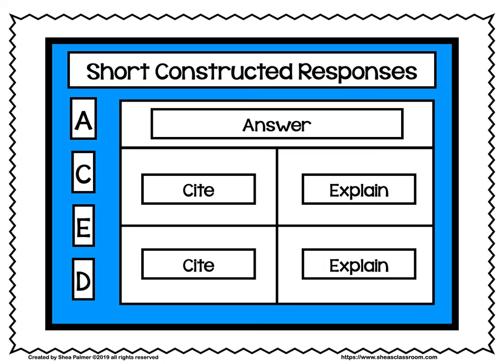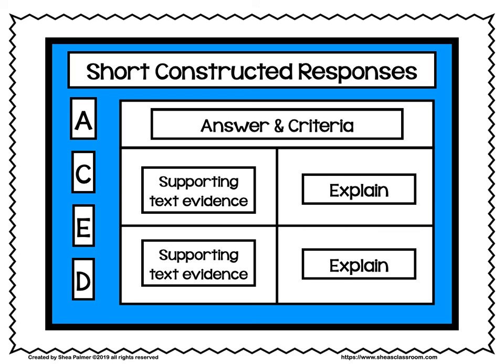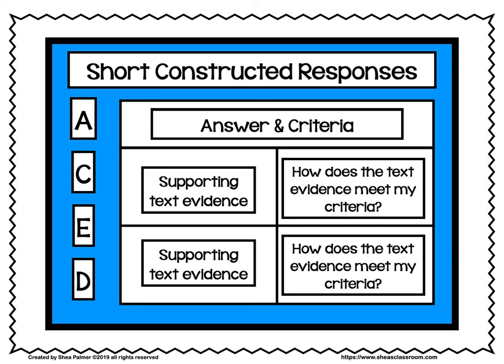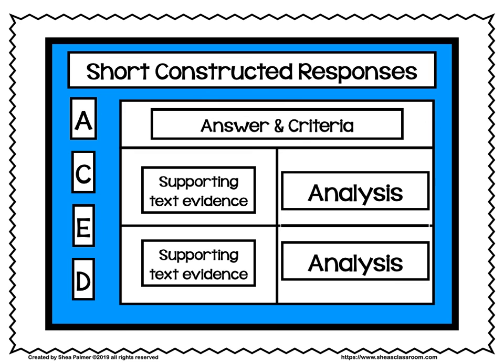Now, I'm going to take a step back and look a little deeper again. So my answer, okay, that's my answer plus the criteria that I use to evaluate the text evidence that supports my response. Got it. My C, that's the supporting text evidence. My explain, okay, that's where I'm thinking about how does the text evidence meet my criteria, which I've listed up in the A bar. In other words, that's the analysis of the text evidence proving that it supports my answer.